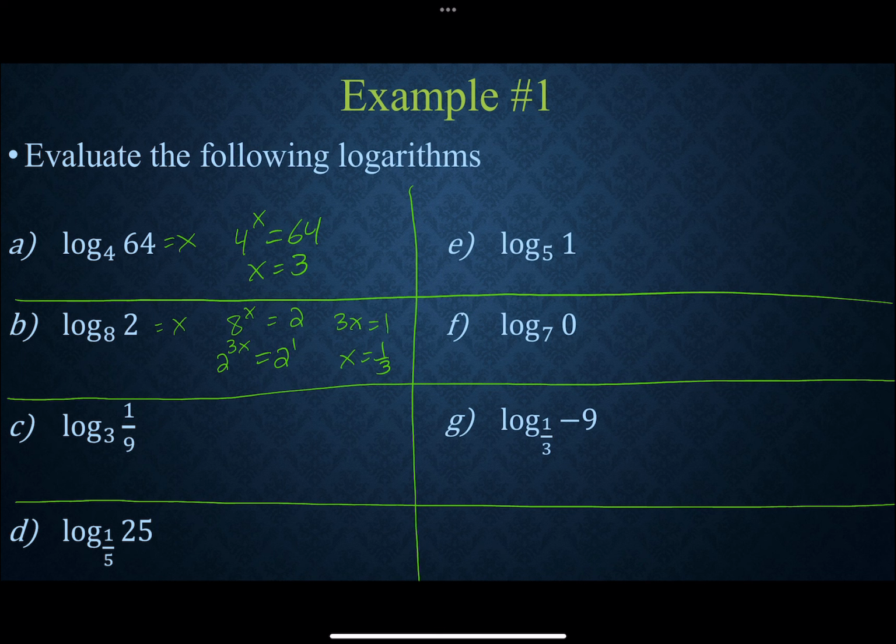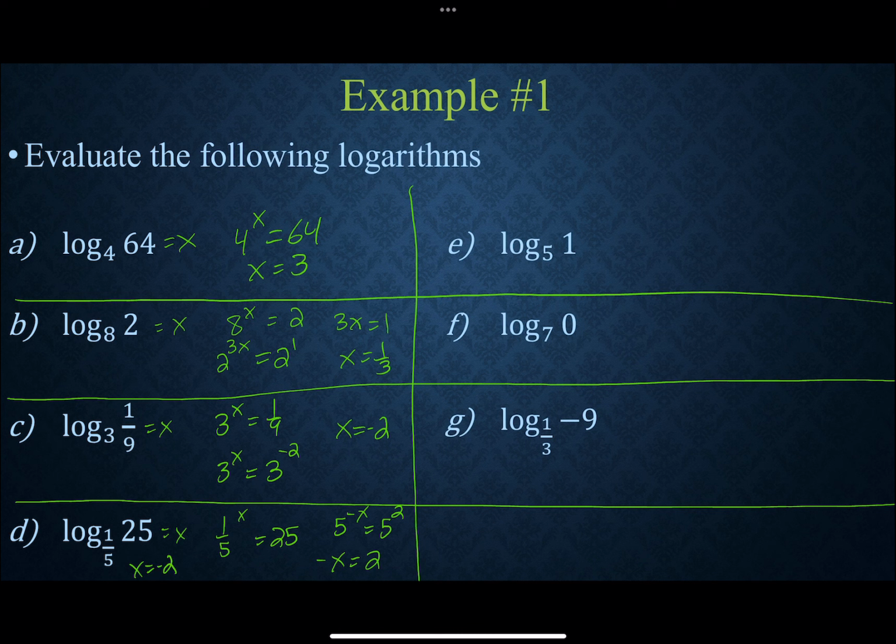If we have log base 3 of 1/9, again, 3 to the x equals 1/9. A fraction implies a negative exponent, so since 9 is 3 squared, 1/9 is 3 to the negative 2, so that x value is negative 2. Same thing's going to happen here. We have 1/5 to the power of x equals 25. So that's really 5 to the negative x, and then 5 squared, which is going to get us x to be negative 2.